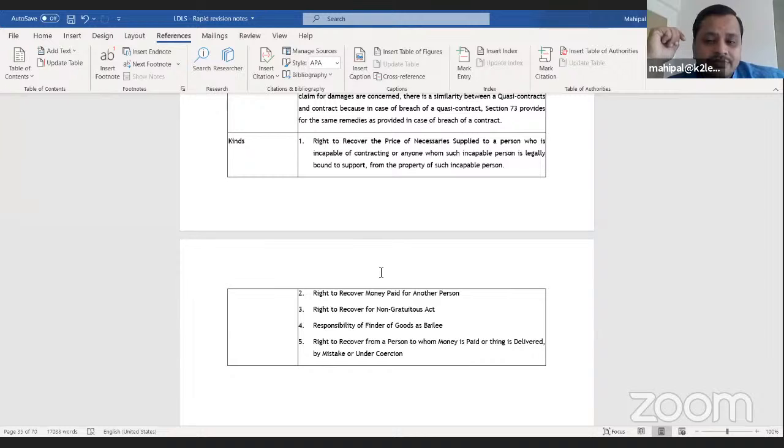Clear? The second thing which we have not understood is wagering agreement in detail and contingent contract in detail. So let us understand both. With that, we come to an end on Indian Contract Act.